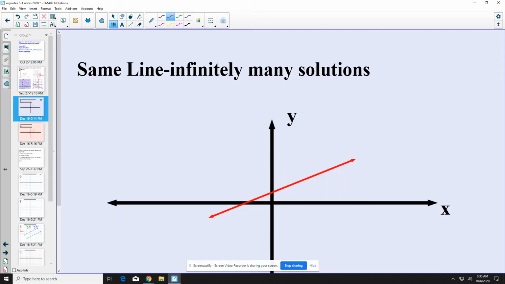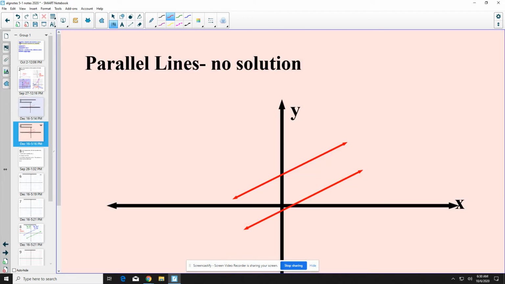If you graph and the lines end up being the same line, there are infinitely many solutions, because if it's the same line, they have infinitely many points in common. If you graph and they're parallel lines, there's no solution because they have no points in common.